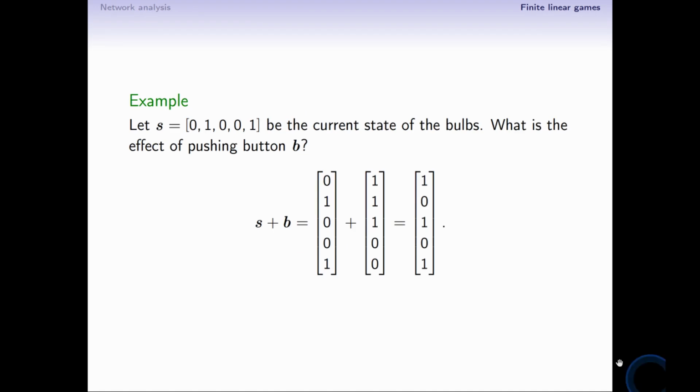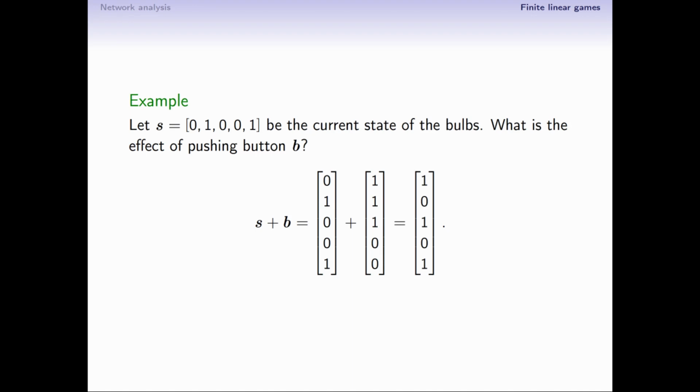So let S be the vector with components 0, 1, 0, 0, and 1. Let that be the current state of the bulbs. So what are we seeing? We're seeing that bulb B is on and bulb E is on, but A, C, and D are all off. And we want to know, what is the effect of pushing button B?